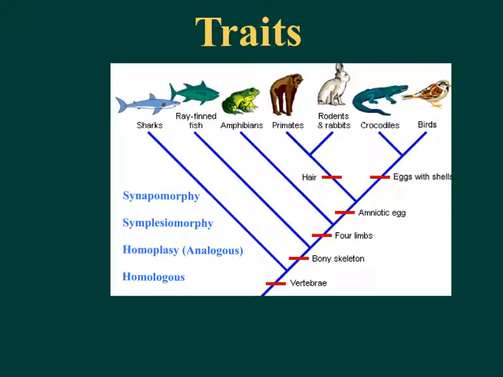Now, there are homologous and analogous traits. Analogous can also be known as a homoplasy. Now, a homologous trait, an example of that would be eggs with shells for crocodiles and birds. It is amongst the common ancestor of crocodiles and birds. That common ancestor has eggs with shells. Now, an analogous trait, an example would be amphibians, primates, and rodents sharing four limbs. They are from different ancestors.